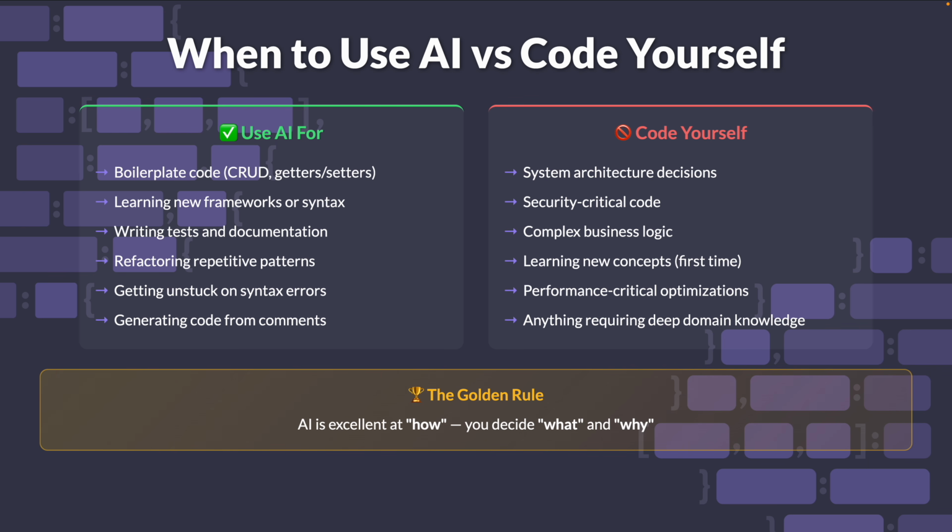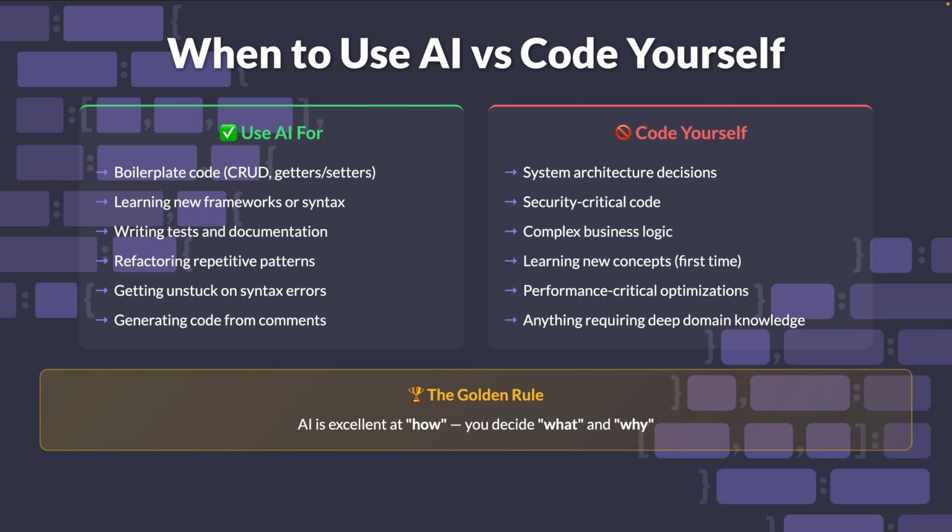Okay, let's talk about when you should use AI assistants and when you should just code things yourself. AI is good for writing boilerplate code like getters, setters, basic CRUD operations, learning new frameworks or syntax, writing tests and documentation, refactoring repetitive patterns, and getting unstuck on syntax errors. But sometimes you need to code yourself, like when you're designing system architecture, making security critical decisions, writing complex business logic, learning new concepts for the first time, or working on performance critical optimizations.